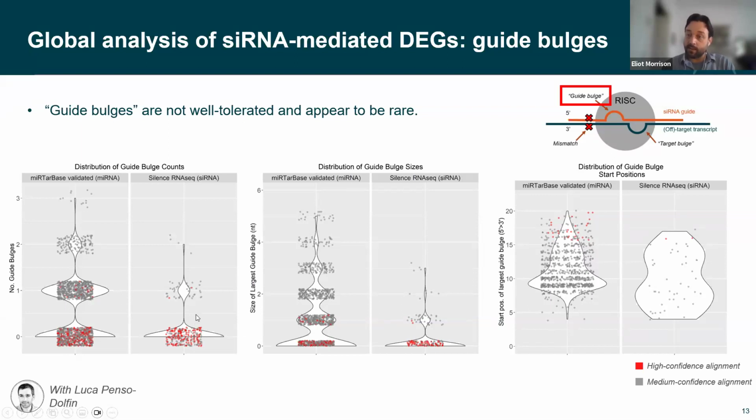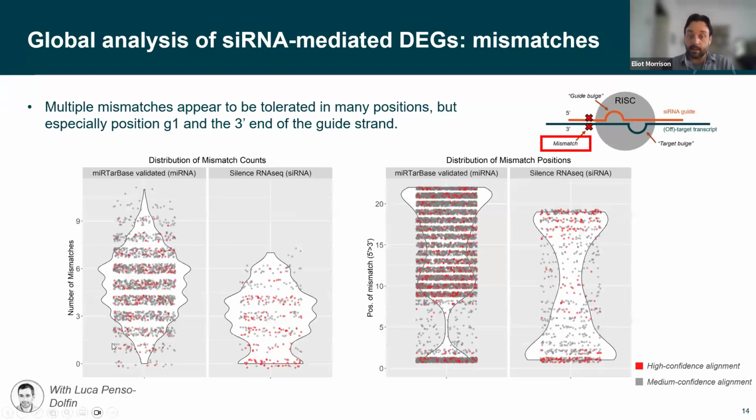And personally, this does make sense to me if we think of the context of AGO2 loading and the interaction with the target site. So target bulges seem to be somewhat tolerated. Guide bulges, definitely not the same level of tolerance. We then took a look at mismatches, and here we saw, in some cases, mismatches in the range of 3 to 4, possibly more mismatches occurring in some of these alignments.